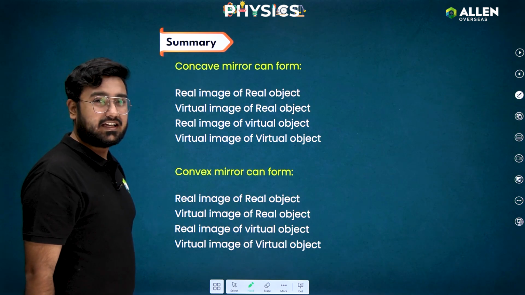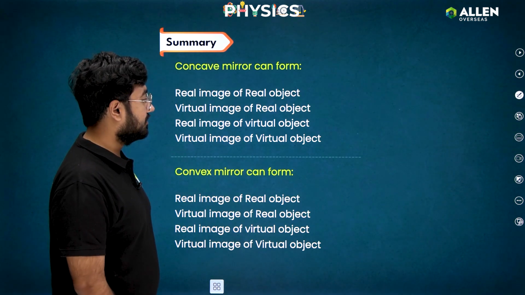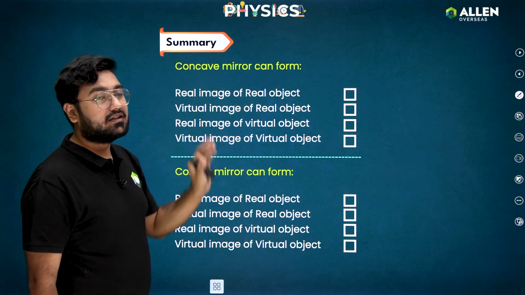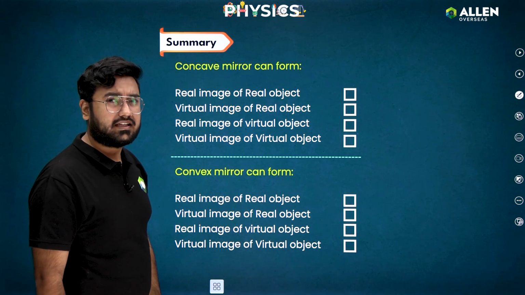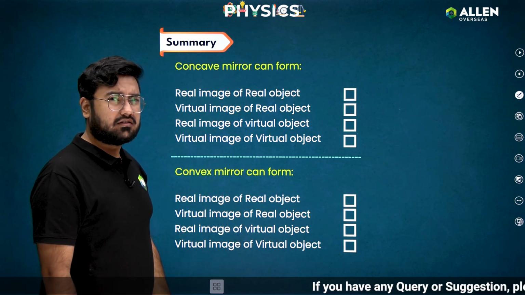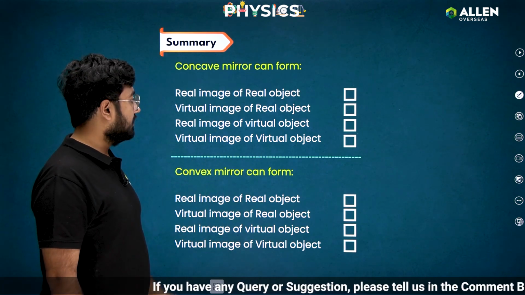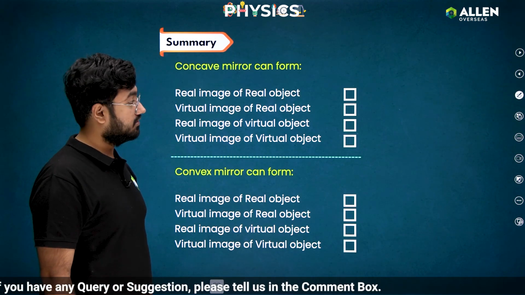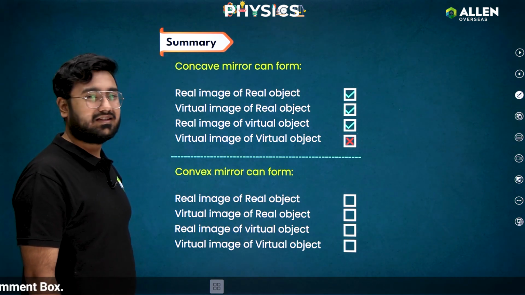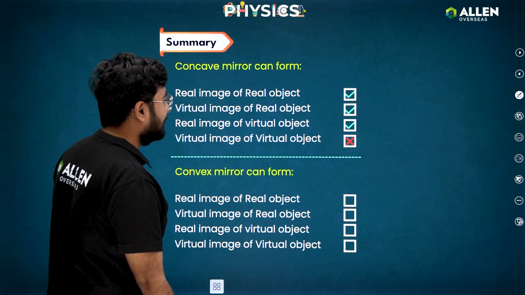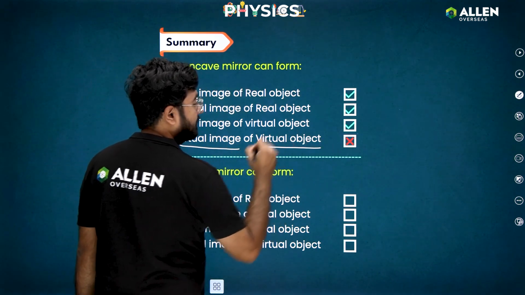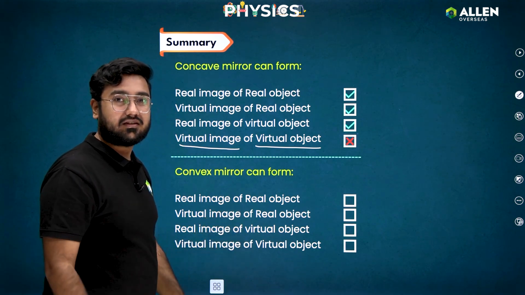Lastly, again a quick jog to your memory. Concave mirror can form real image of real object. Think. Virtual image of real object. Think. Real image of real object. Yeah. And virtual image of virtual object? Absolutely correct. So concave mirror cannot form virtual image of virtual object. Nothing in the third quadrant, remember?